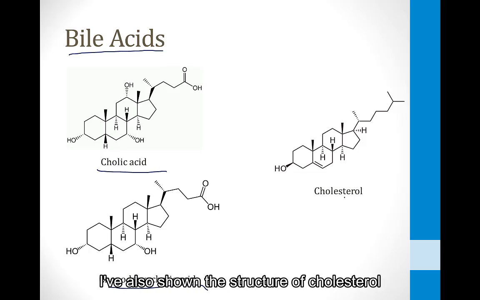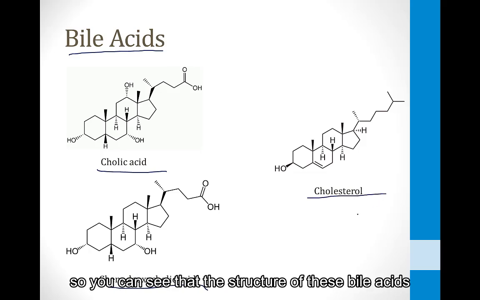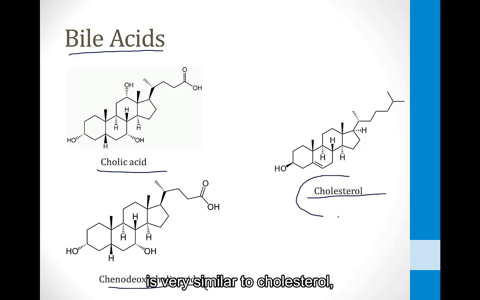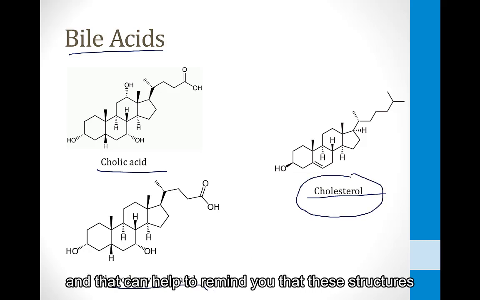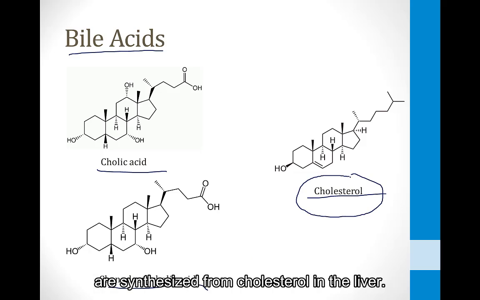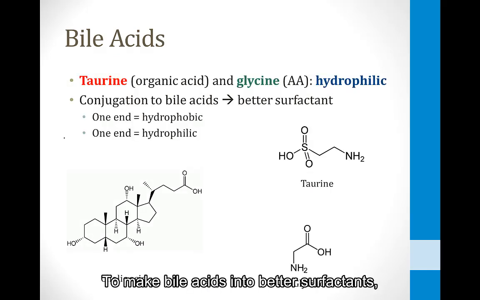I've also shown the structure of cholesterol, so you can see that the structure of these bile acids is very similar to cholesterol, and that can help to remind you that these structures are synthesized from cholesterol in the liver. To make bile acids into better surfactants, they are conjugated to other structures, which means another structure is added to the molecule to create a hydrophilic end.